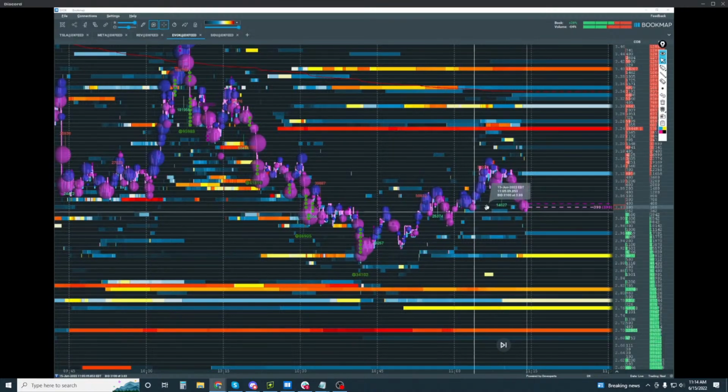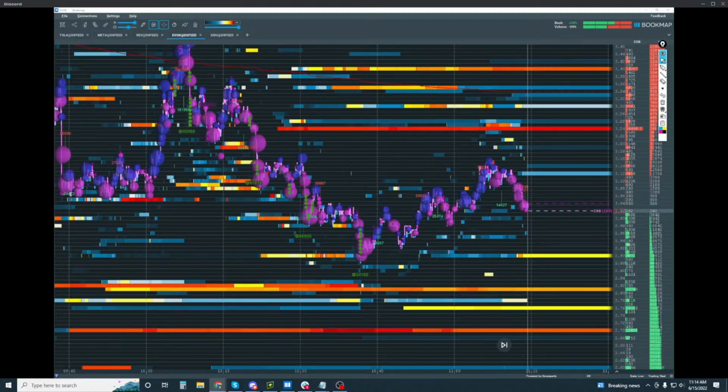So we had a breakdown of this level. Let's see if we can get more 290. It's very slow right now, so we don't have those big flushes that I like. Let's see if we're going to break this $3 area.